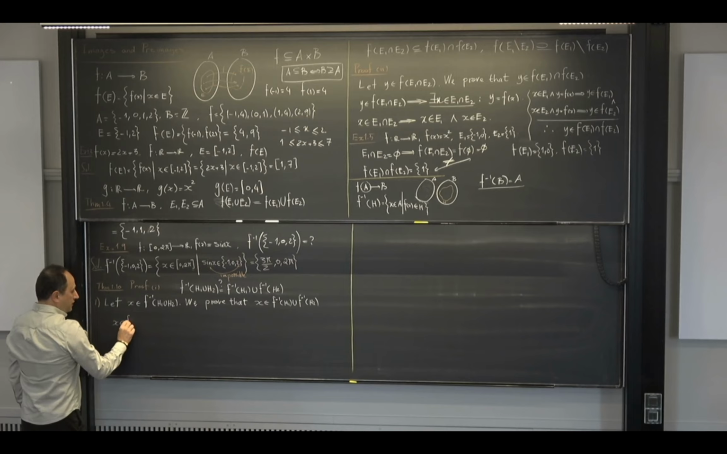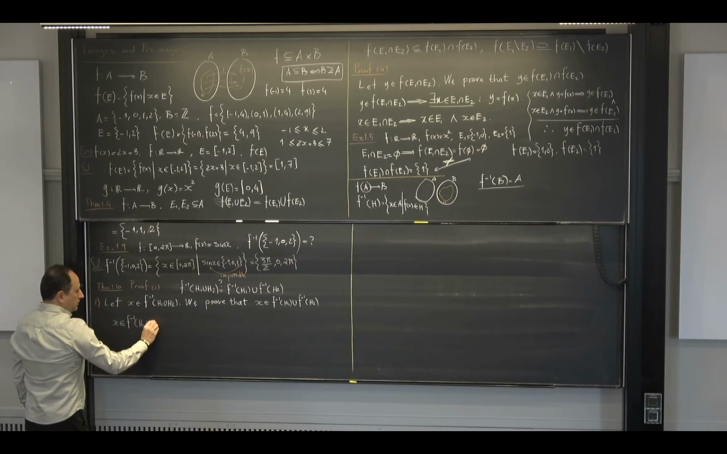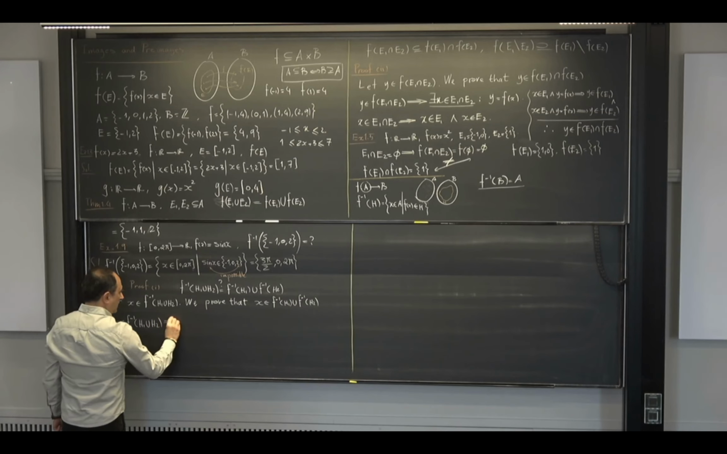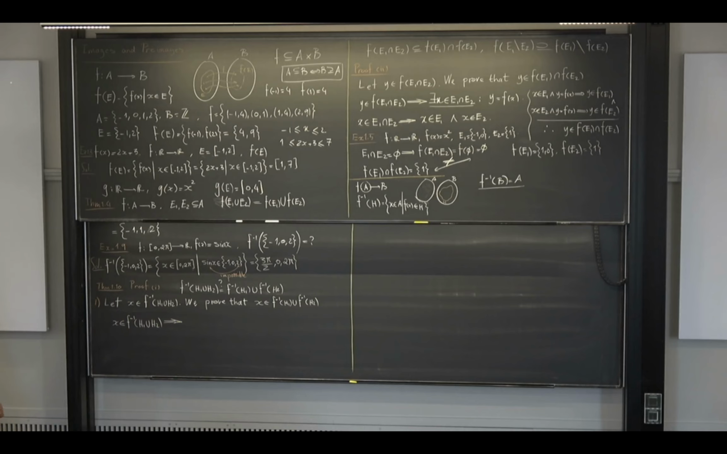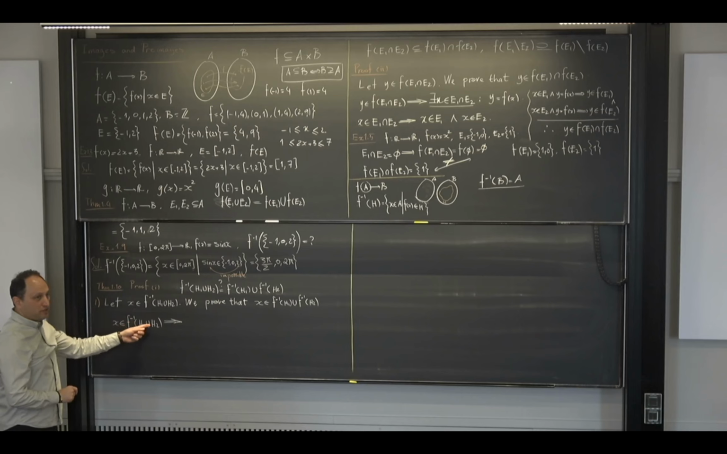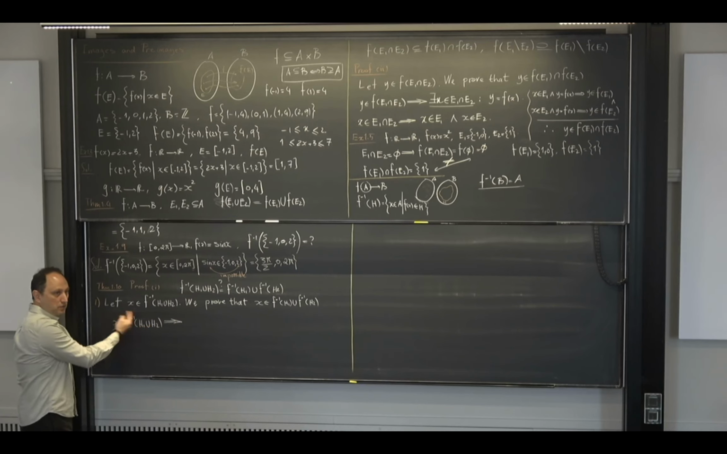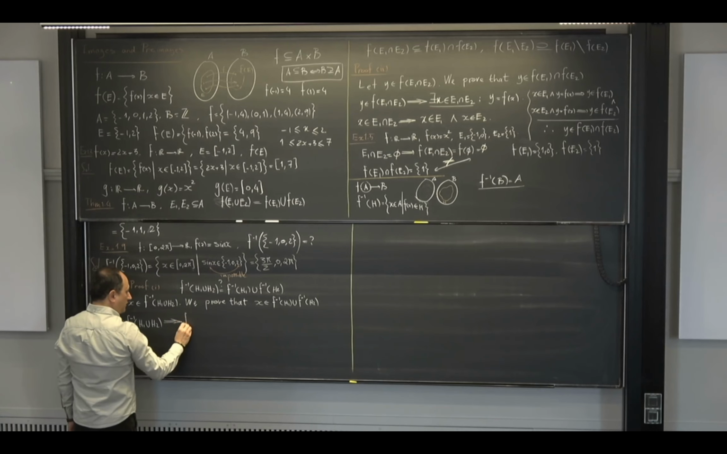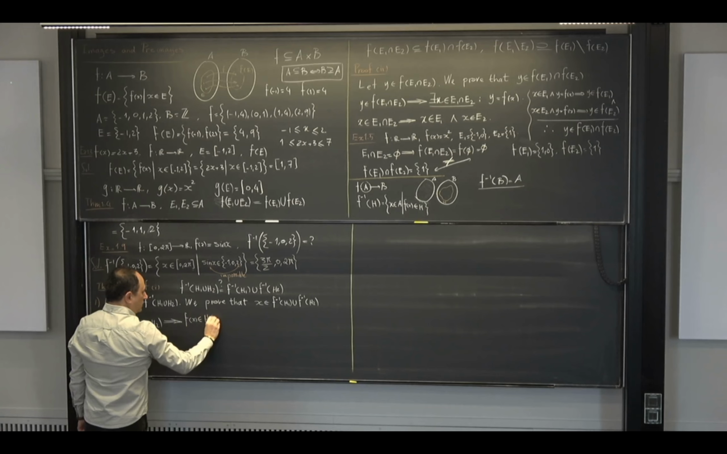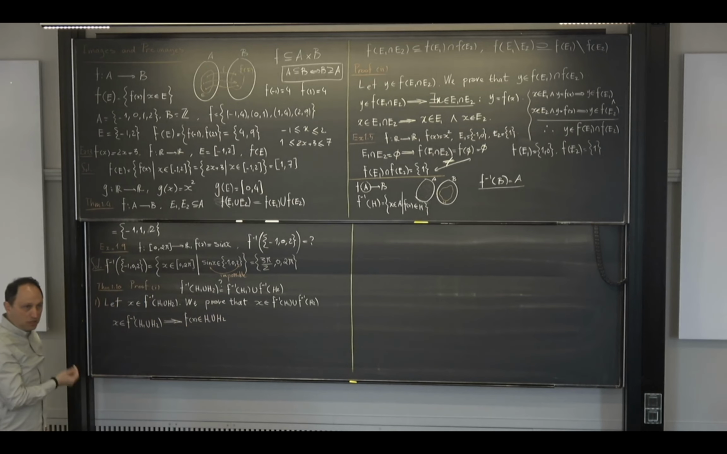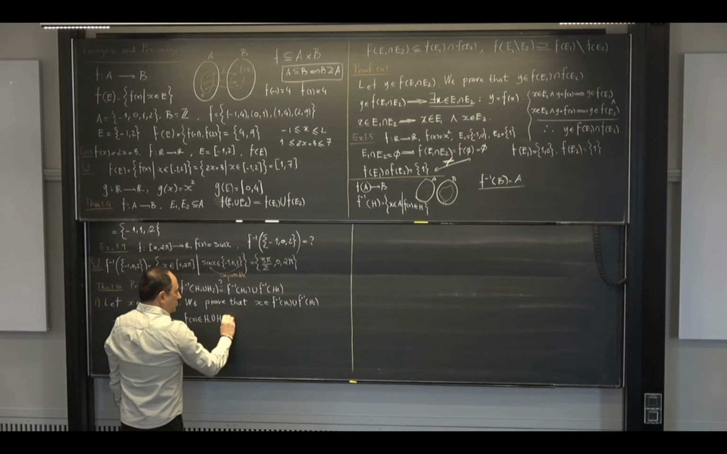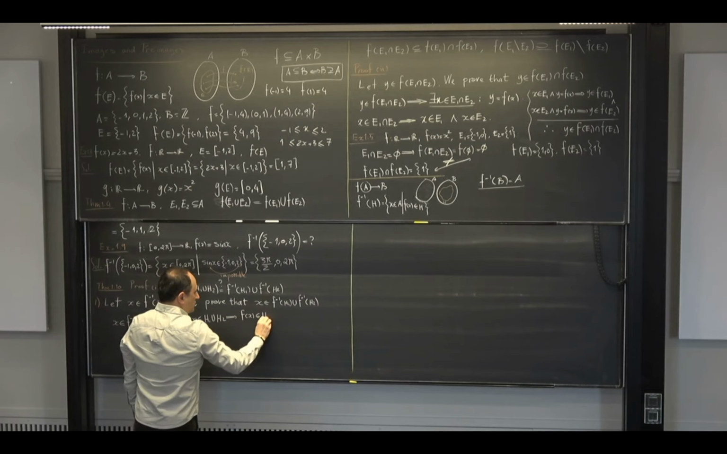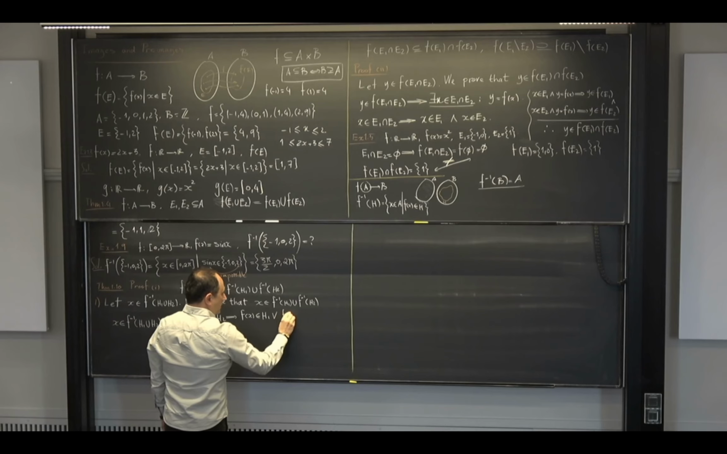X belongs to F inverse of H1 union H2. So what does this mean? Can you translate it for me according to the definition? When you see X is in F inverse of a set, it means F of that X belongs to that set. So this means that F of X belongs to H1 union H2. Do you agree with that? That's the meaning, that's the definition. But if something belongs to the union, it means that thing belongs to H1 or the other one, F of X belongs to H2.